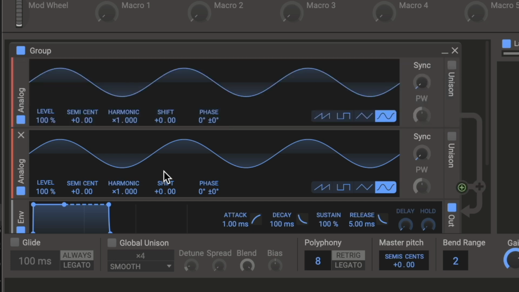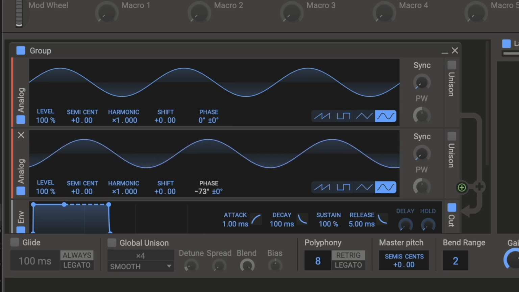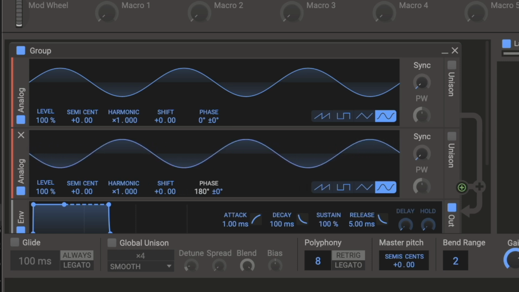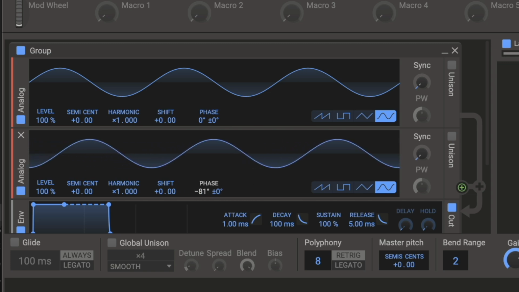Now, if you change one of the oscillator's phase settings to 180 degrees and play a note, what you will hear is silence, because both these oscillators are set 180 degrees out of phase from each other. If you change the phase to different degrees while sounding a note, you will hear the loudness increase and decrease depending on the oscillator's phase relationship. This is at the heart of why phase is important to sound.